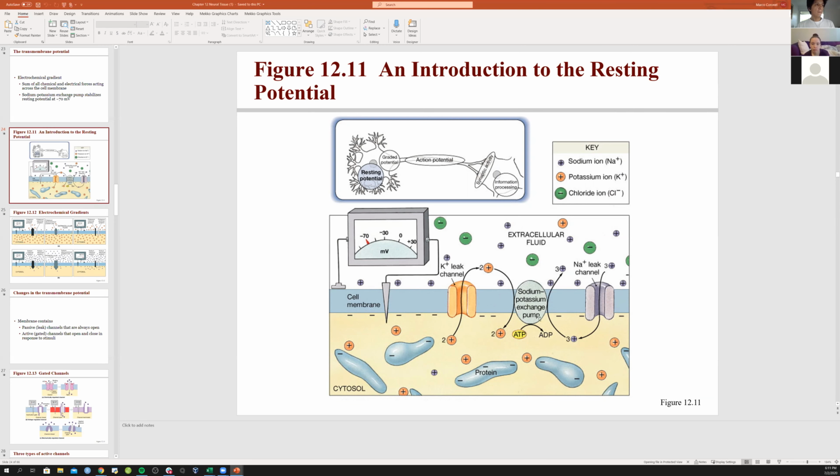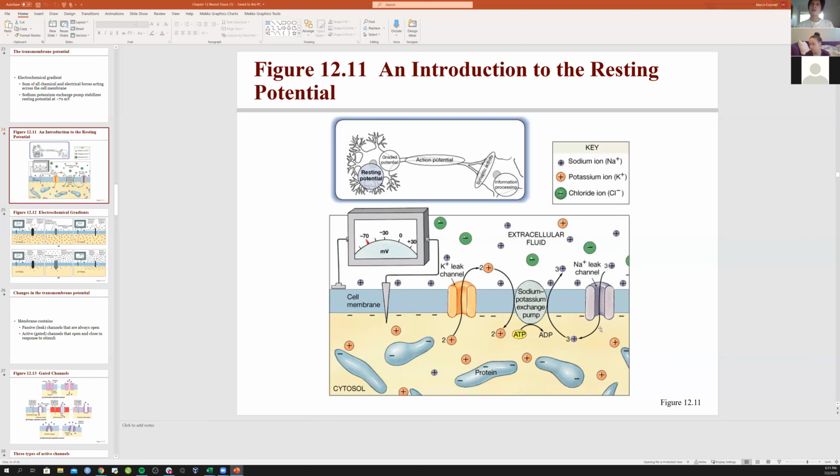There's also the sodium-potassium exchange pump that you will see. Let's say that these ion channels were closed, the sodium ion channel and the potassium ion channel. Then the cell will be at its resting membrane potential of negative 70 millivolts. Once we have these leak channels present, they are going to allow movement of ions to occur.